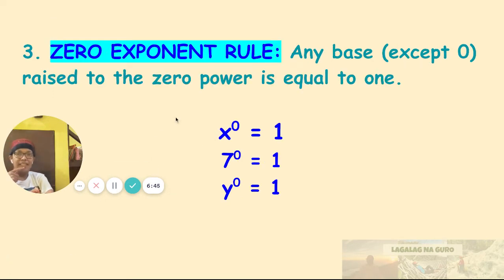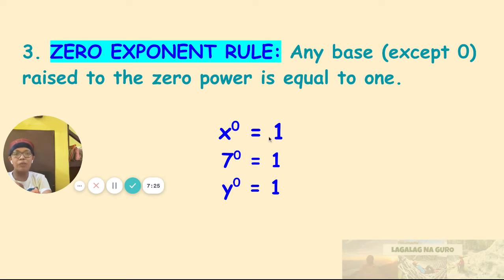Our third rule is the zero exponent rule. So our first rule is product, the second rule is about quotient, and our third rule is the zero exponent rule. What is this? Any base except 0 raised to the 0 power is equal to 1. So any letter, any number that you raise to 0 is equal to 1. That is very, very easy. Anything you raise to 0 is 1.